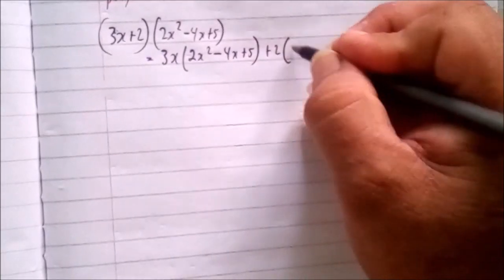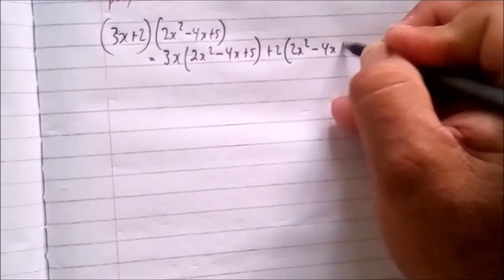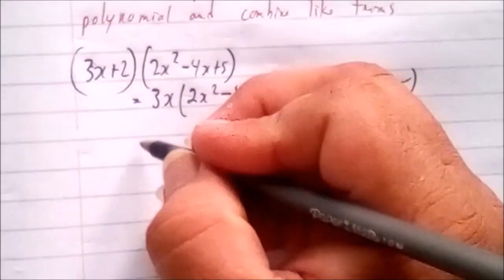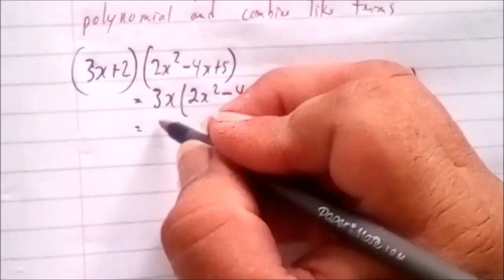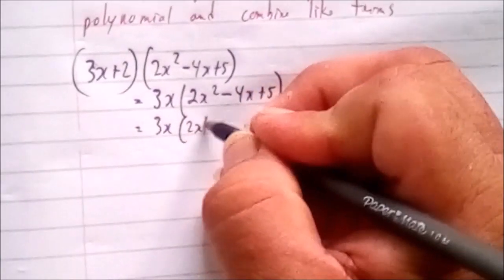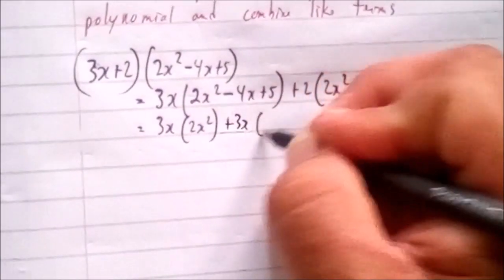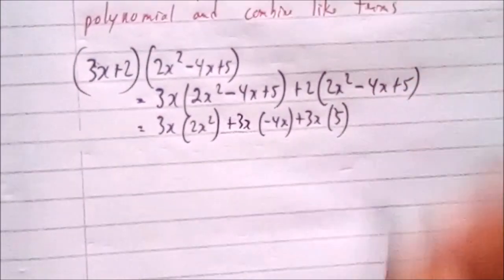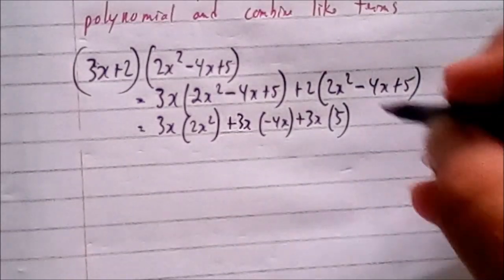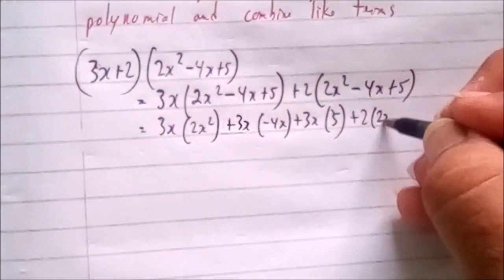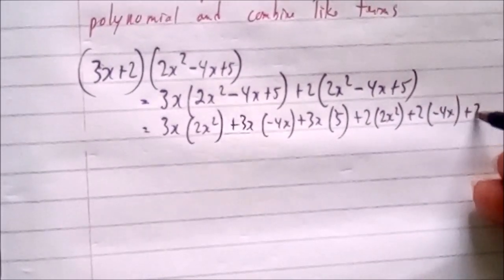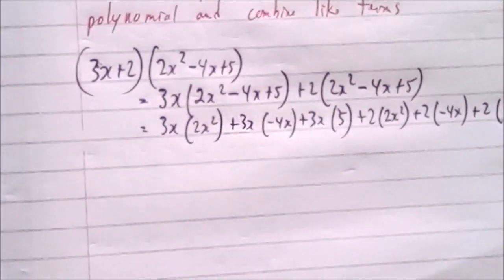Then the second term, 2 times 2x squared minus 4x. This is just going much more in detail. All right. So now expand a little bit more. We're there. And now we say 3x times 2x squared plus 3x times negative 4x plus 3x times positive 5. Notice how it tends to expand. Plus 2 times 2x squared plus 2 times negative 4x plus 2 times 5.